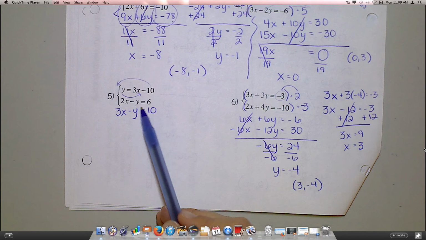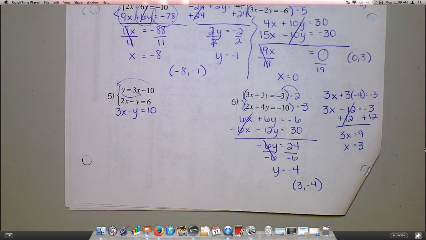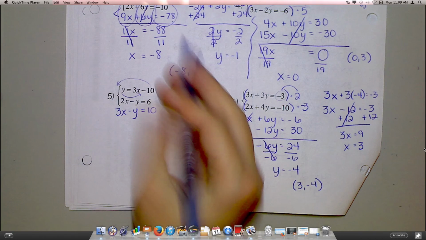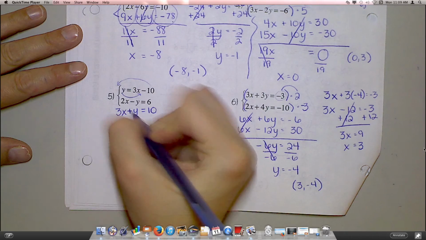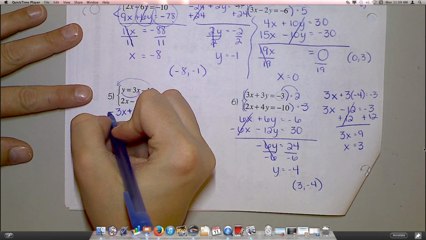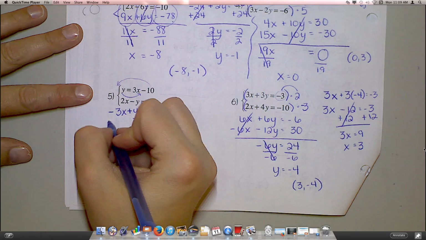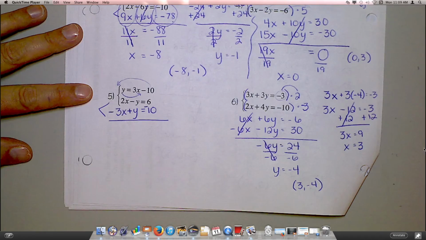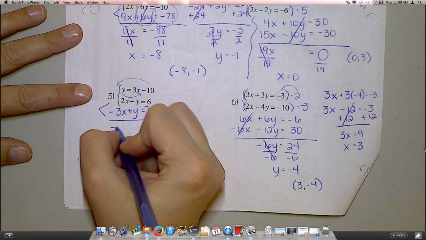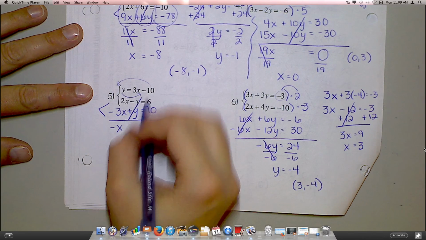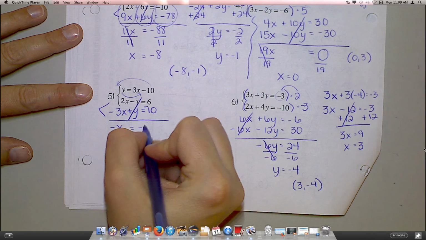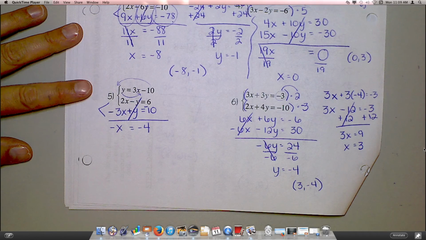So what you're seeing is that the y's are almost set to cancel out, right? But they're not. I would love for one of them to be positive. So if I want to change this one, I'm going to have to flip everything else. So this is going to become negative, this is going to become negative. Okay? Now I can add these two together. So 2 plus negative 3 is negative 1x. Those are gone. And 6 plus negative 10 is negative 4. If negative x equals negative 4, then what does positive x equal? 4.